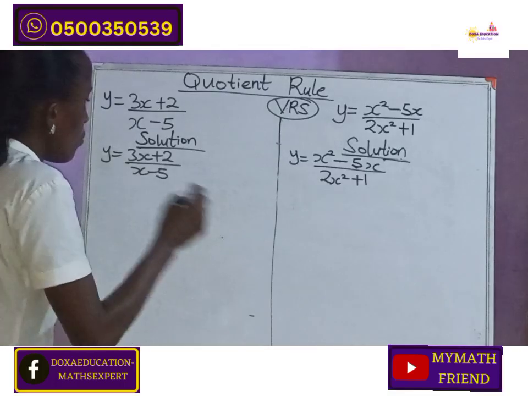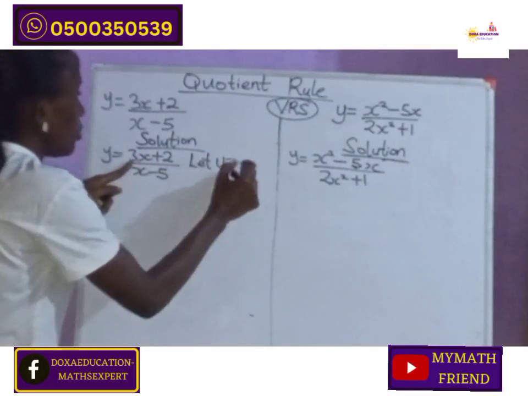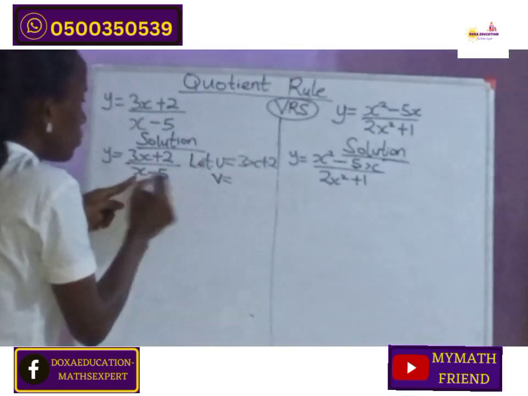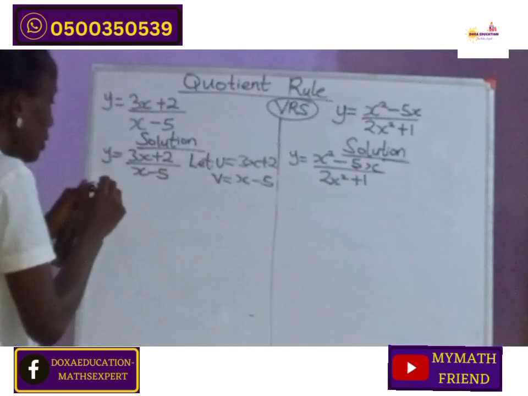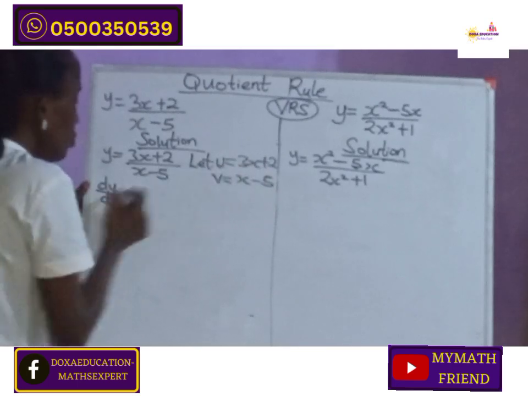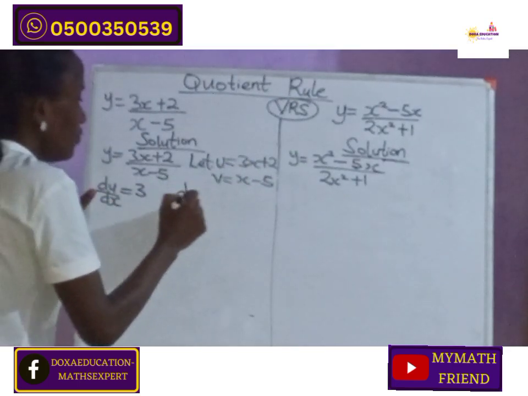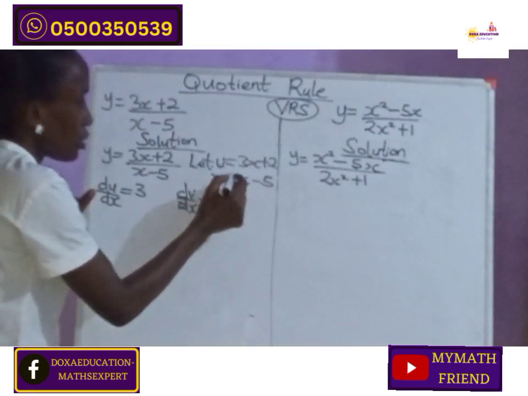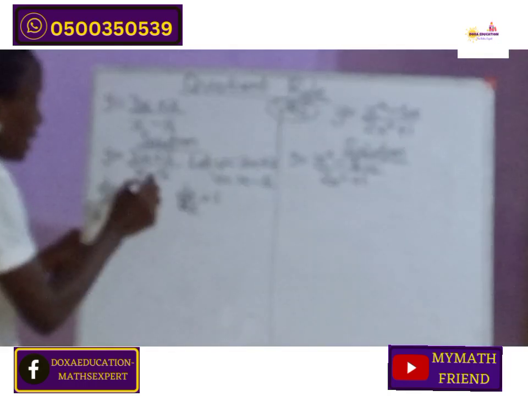Good. So what you do is you let u be equal to the first function on top, 3x plus 2. And then you let v be equal to the denominator, x minus 5. From here, you differentiate each of them. This u in x, so du/dx becomes what? 3. And then you also find dv/dx. This v in x, so dv/dx is what? This here was 1.